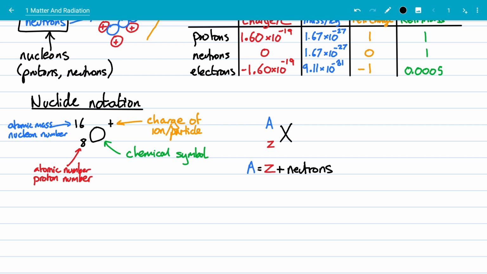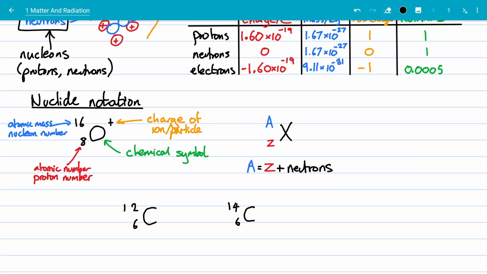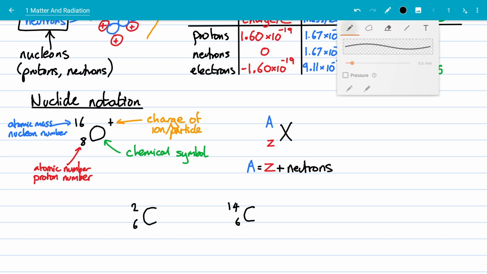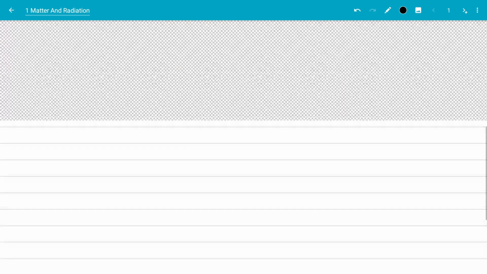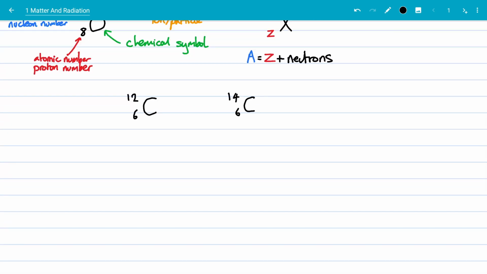Why is that useful? Well, because there are some situations where you might have two particles, maybe they're atoms, maybe they're ions, that are exactly the same element. Let's just compare these two carbons, but they have different number of nucleons in their nuclei. Let's move this one a little bit closer because it's bugging me. So you might end up with something like this. Now, those are two different isotopes of the same element.